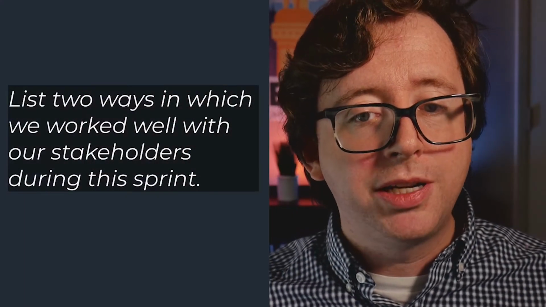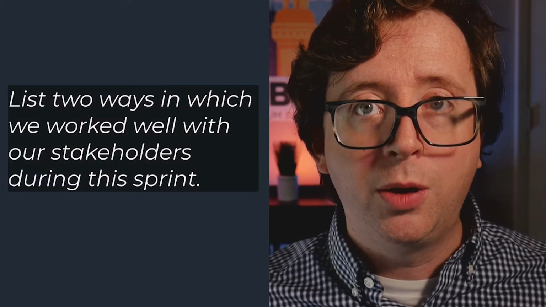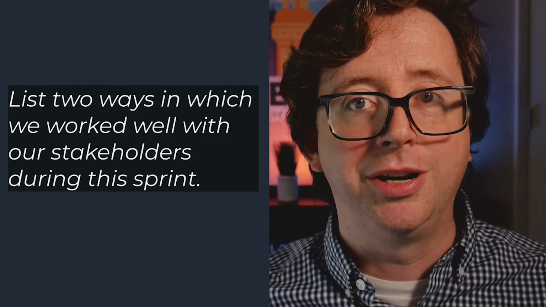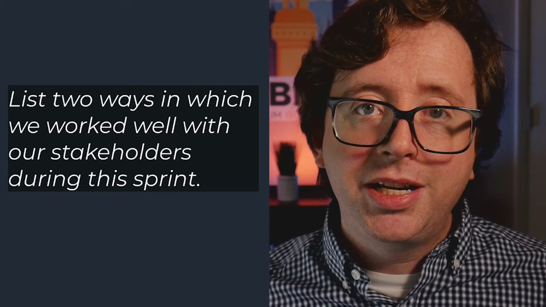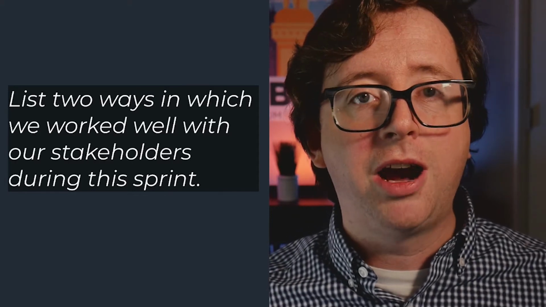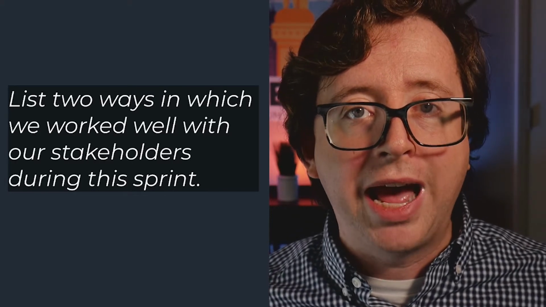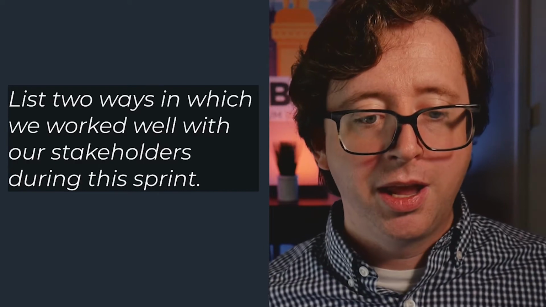So, the first question that we're going to ask inside our retrospective is that we're going to ask our teams to list two ways in which they worked well with their stakeholders during the last sprint. So, this is an interesting question in that it allows a team to explore objective opportunities that they interacted with actual users of the system.